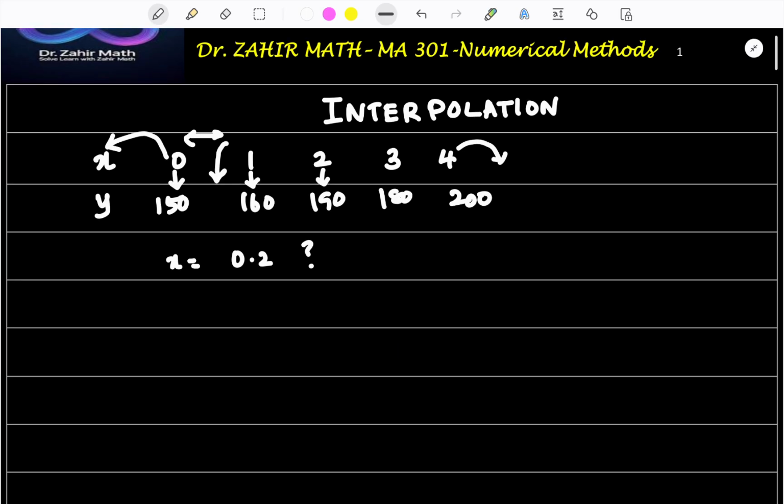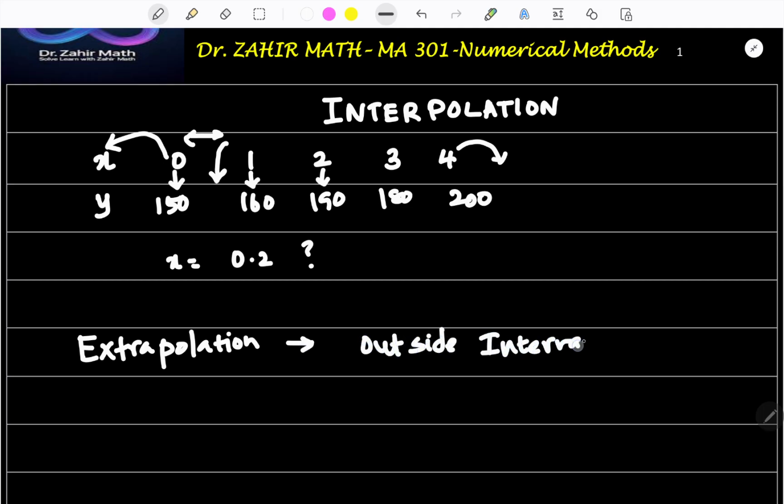So there are two things: interpolation and extrapolation. Interpolation is in between the intervals. Extrapolation is outside the interval. Once again, extrapolation is outside the interval, right? So outside the interval, let me write it like this.